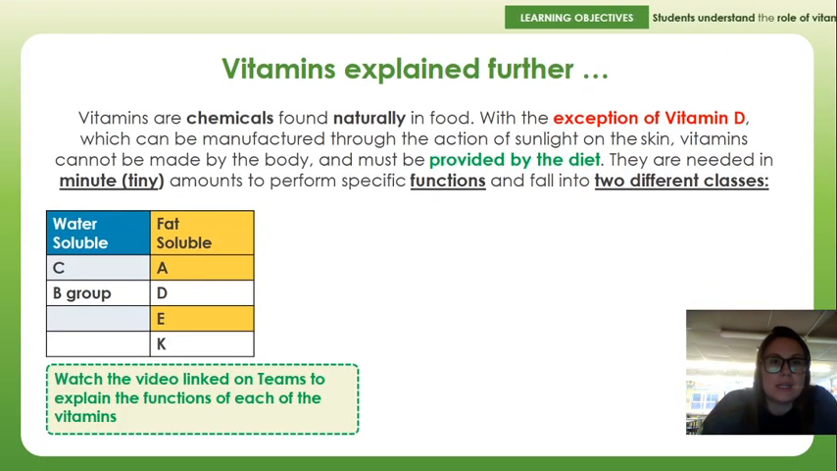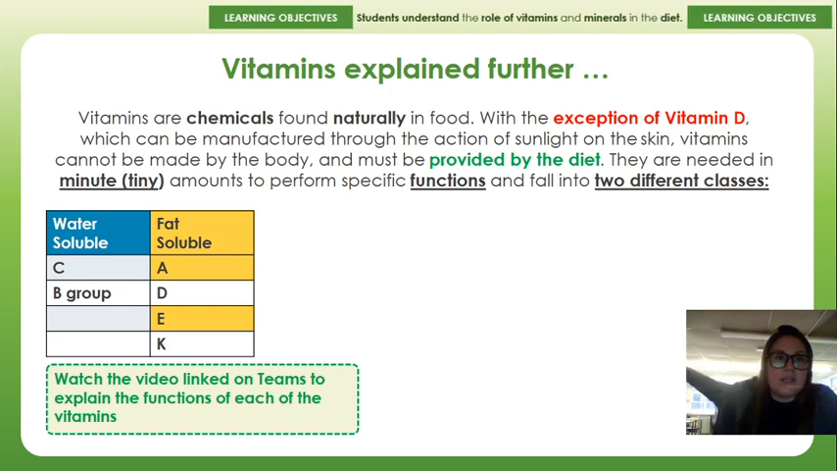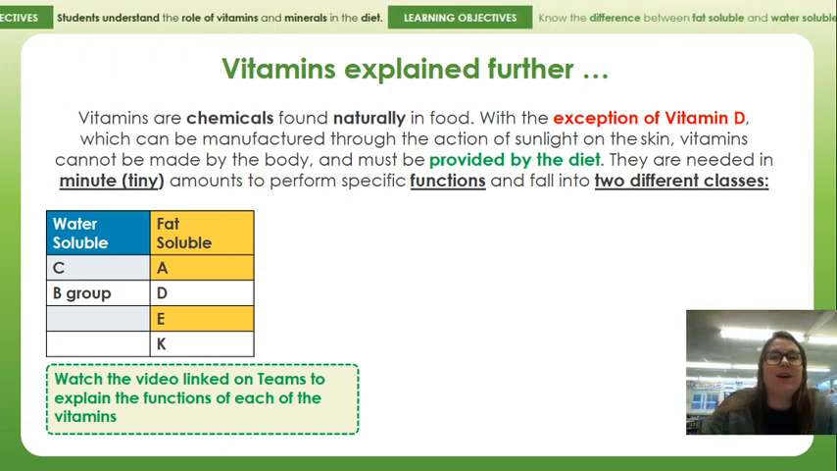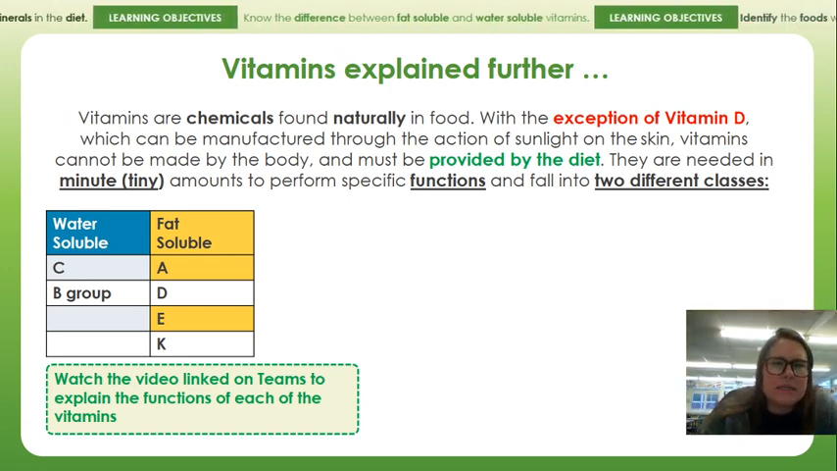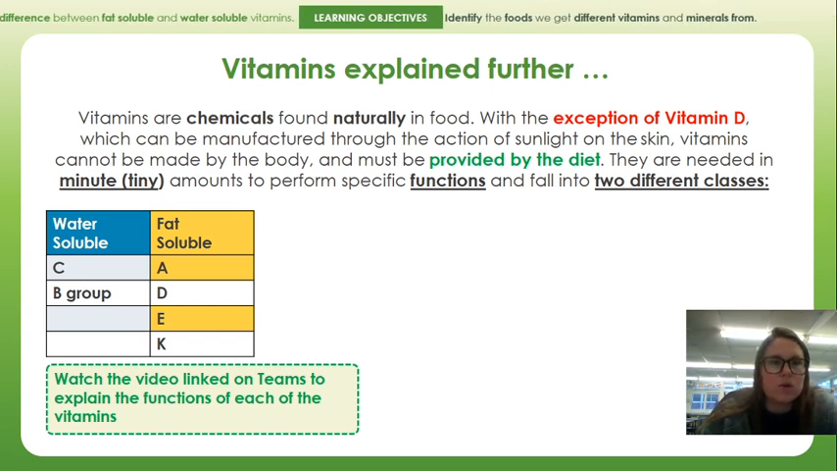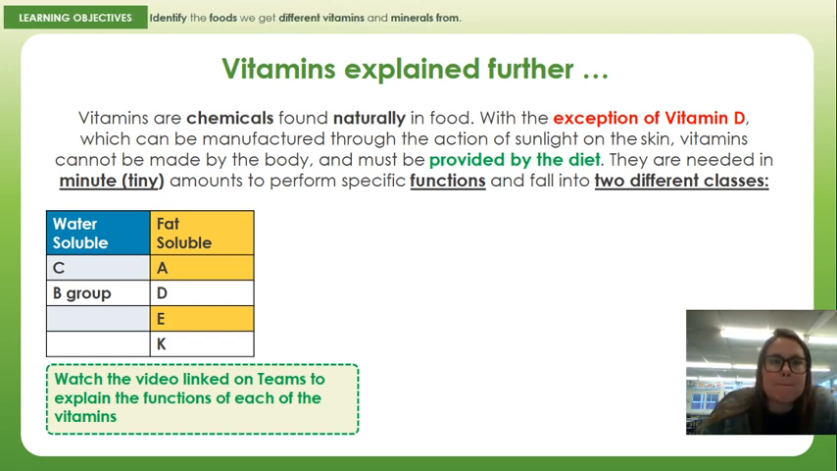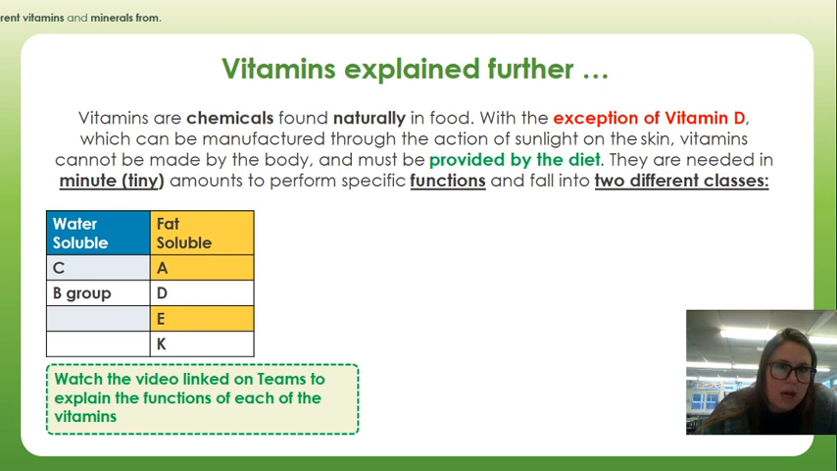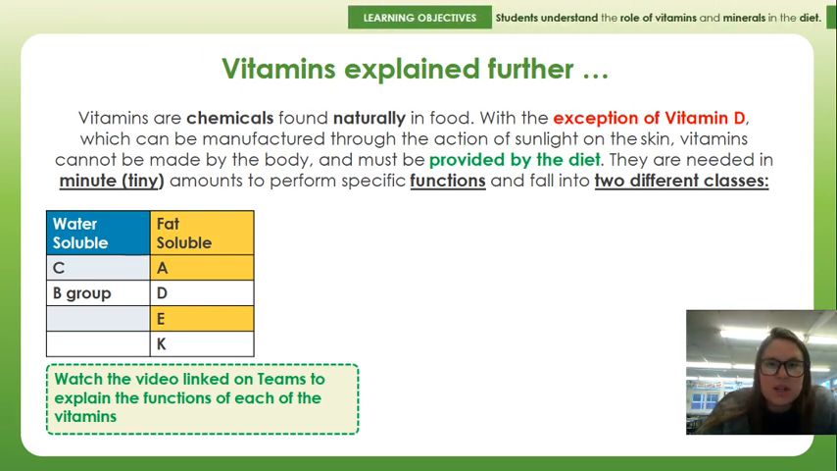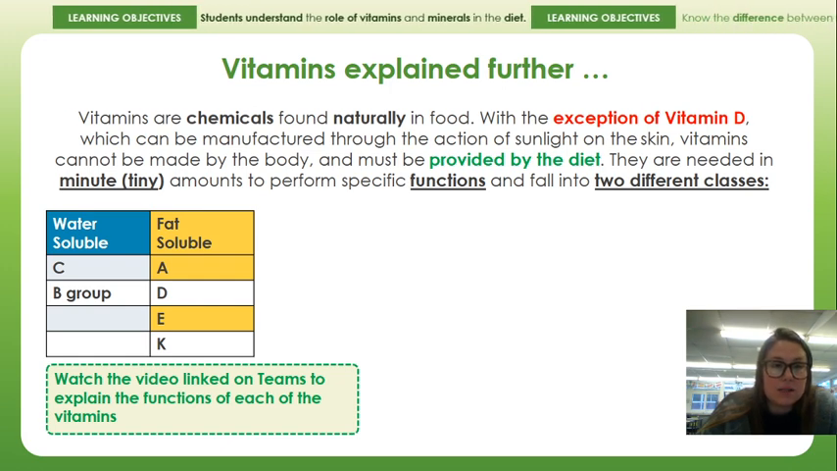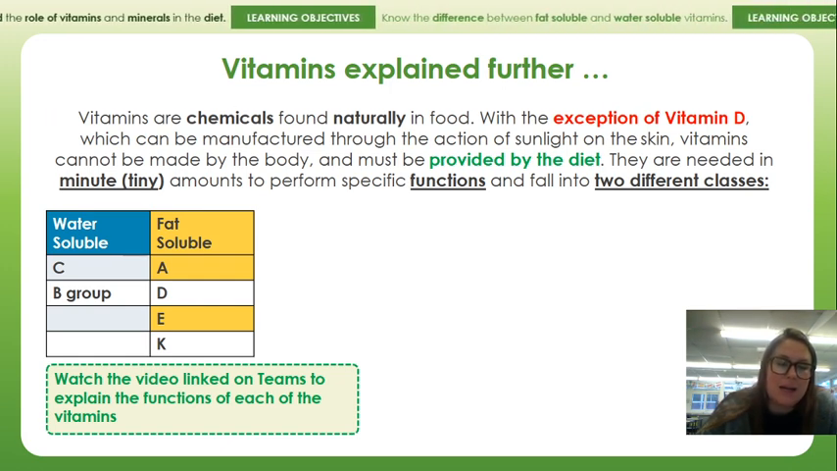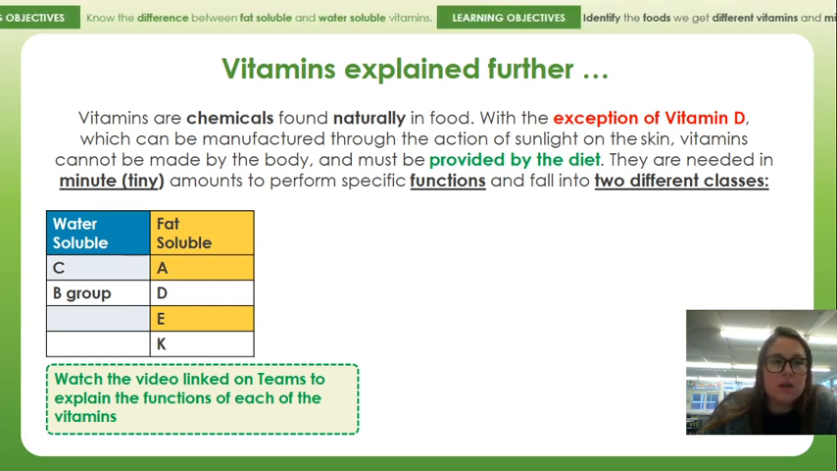So just a little bit more detail in terms of vitamins. They are chemicals found naturally in food, apart from vitamin D, which is to do with sunlight on the skin. Our body can't make them, and we need to provide them via our diet. We don't need them in particularly large amounts, but they are very, very necessary, and they have quite specific functions.